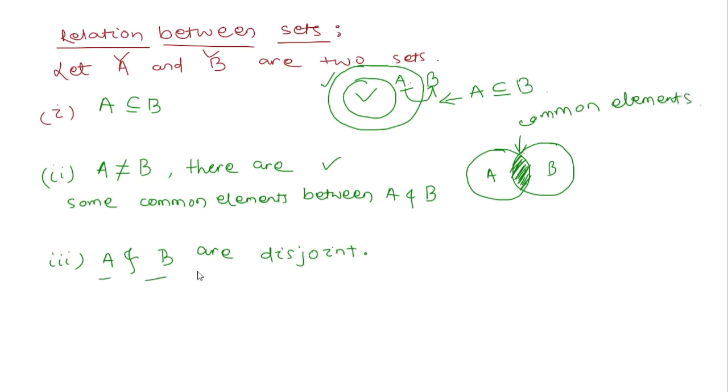Now, if A and B are disjoint, that means there are no points of contact between the two circles representing set A and set B. Let this be set A and this be set B. As these two sets have no points in common, they are disjoint, and hence the circles representing them will be untouched. So these are the possible relations between sets and how we can represent sets in Venn diagram form.